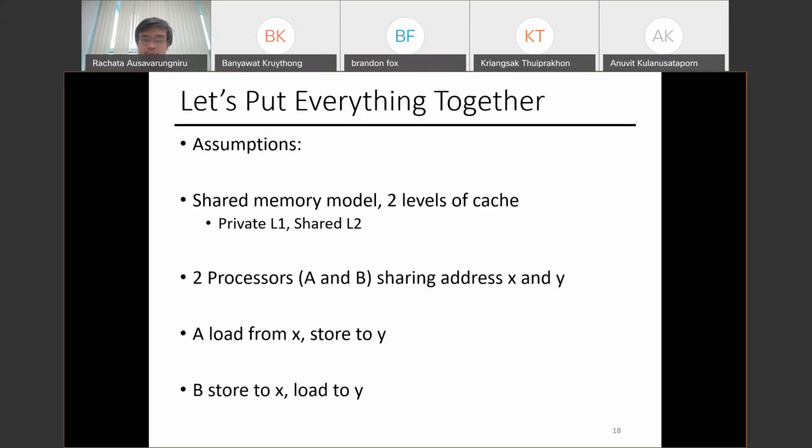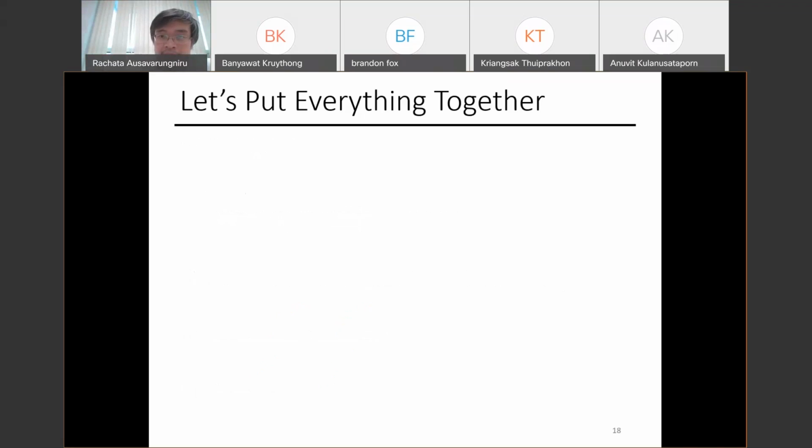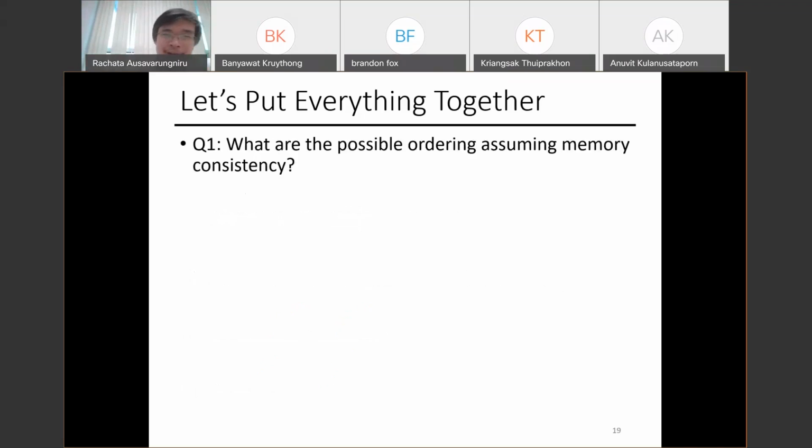A: load from X, store to Y. B: store to X, load to Y. Let's call these operations M, N, O, and P. What are the possible orderings, assuming the strong consistency memory model? You have M, N, O, and P. Actually, the first question: how many possible orderings can you have?